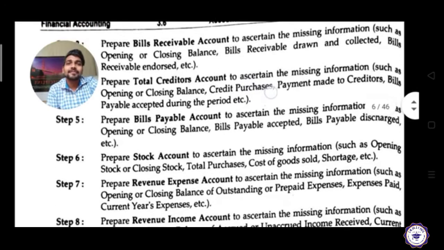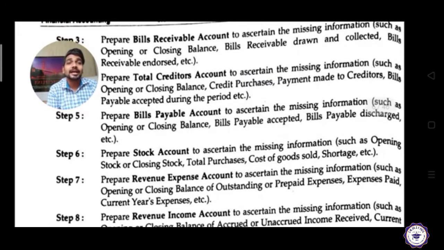And under step 5, you should have to prepare bills payable account to ascertain the missing information, and the missing information can be opening and closing balances, bills payable accepted, bills payable discharged, etc. And under step 6, you should have to prepare stock account to ascertain the missing information, such as opening stock balance, closing stock balance, total purchases, cost of goods sold, shortage, etc.